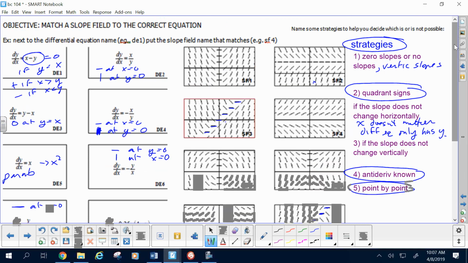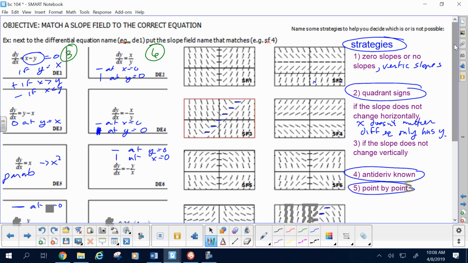Differential equation 1. What do you say? Did we already do that? Oh, what was it, 8 or 4? 3? Top 3. Okay. What about differential equation 2? 6? Do we all agree? Yes? No? Okay.